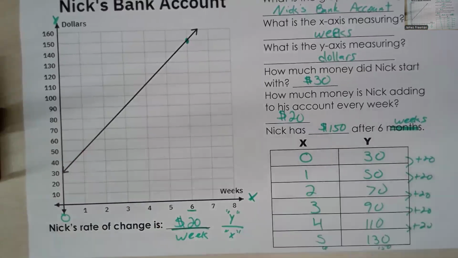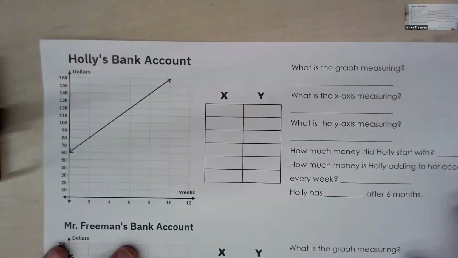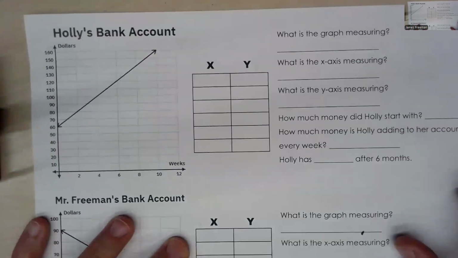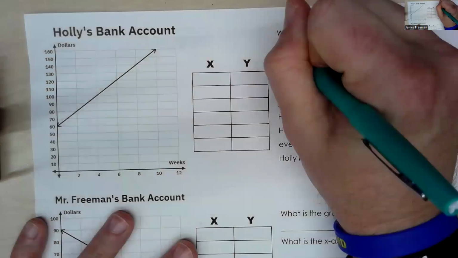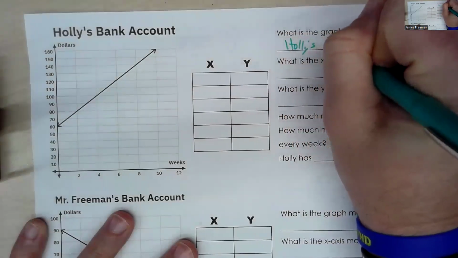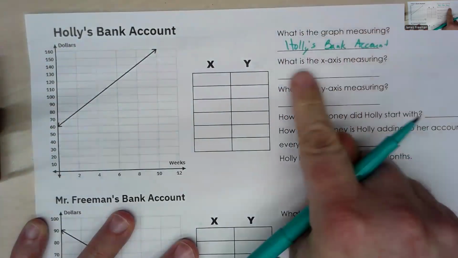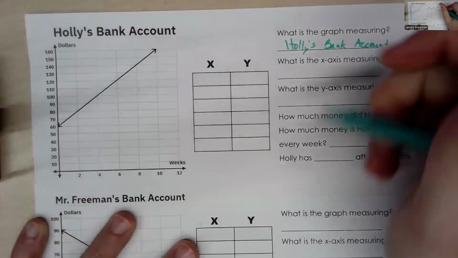All right, so today we're just focusing on making sure we understand how to read a graph and what information it is telling us. Let's get a little more practice on that. All right, now focus on Holly's bank account. So what is the graph measuring? Holly's bank account. And the x-axis is measuring number of weeks.